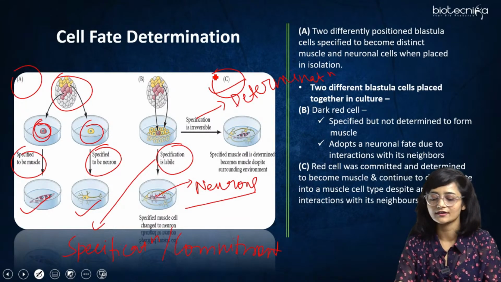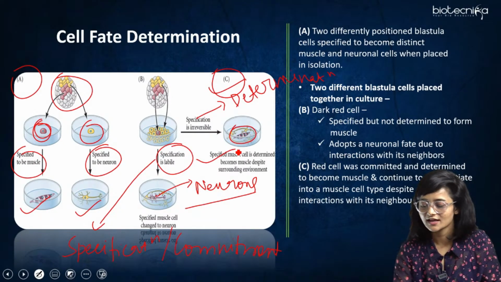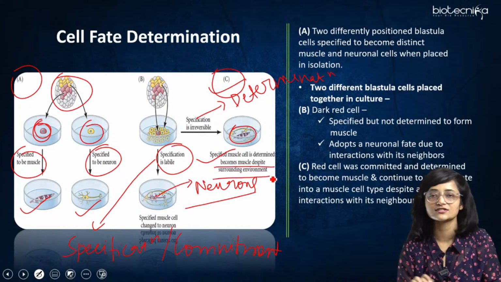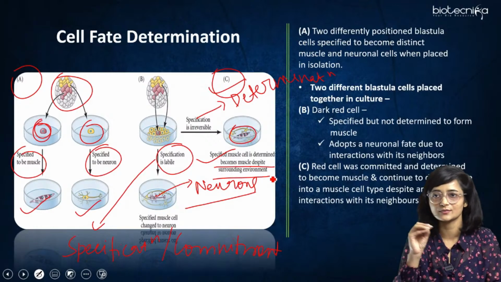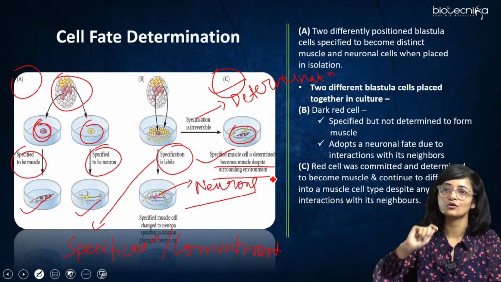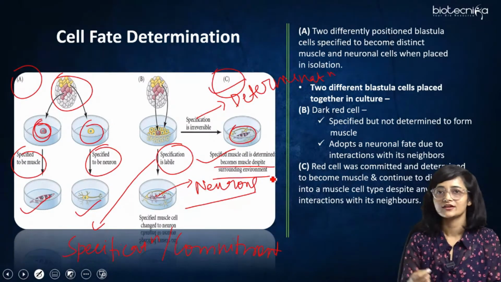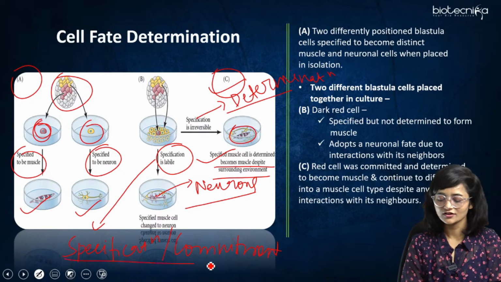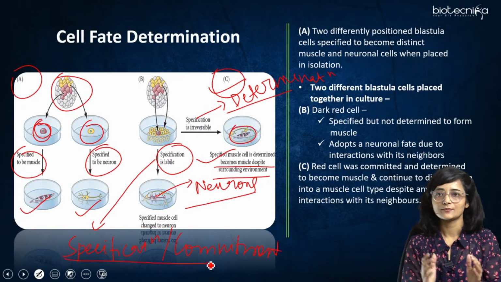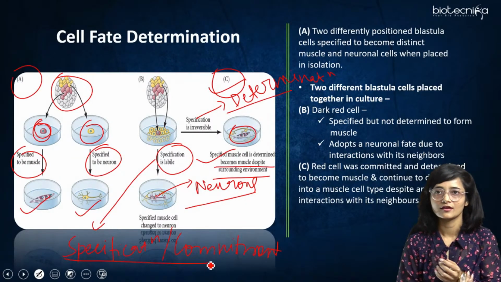Even after the external factors are given to the cell and both of these cells are grown together, the specified muscle cell is determined and becomes muscle despite the surrounding environment. Even after the surrounding environment is changed and the factors that produce neurons are provided, the muscle cell will produce only the muscle cell type. It will get differentiated into the muscle cell type only. It won't get differentiated into neurons. So here the cell is in a determination stage, and in part B the cell is in its commitment stage. The cell has not yet decided which fate it will be achieving.